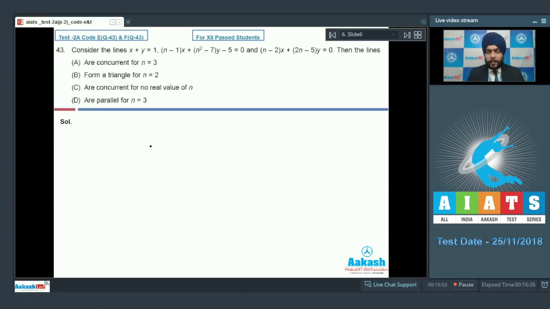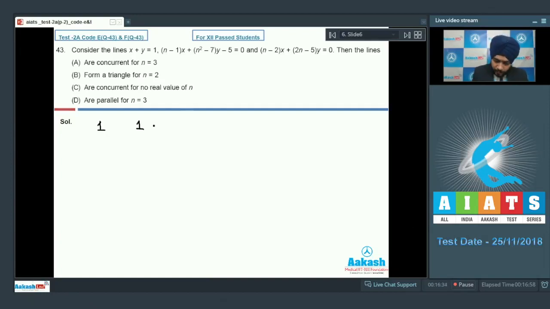Okay. Question number 43 says that consider the lines x plus y equals 1, (n minus 1) x plus (n square minus 7) y equals 5, and (n minus 2) x plus (2n minus 5) y equals 0. Then the lines are concurrent, form a triangle, parallel. So we have to just apply the condition of concurrency and then we'll see what happens next. The condition of concurrency is that the determinant of coefficients is 0.